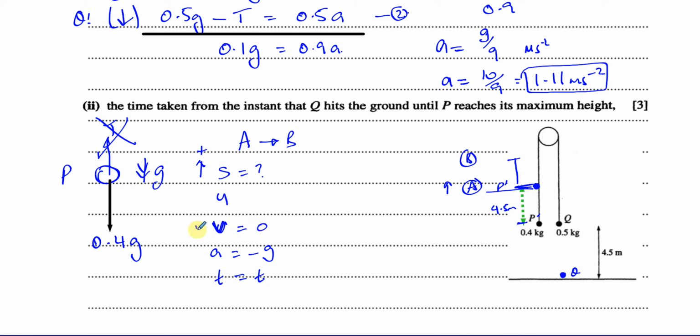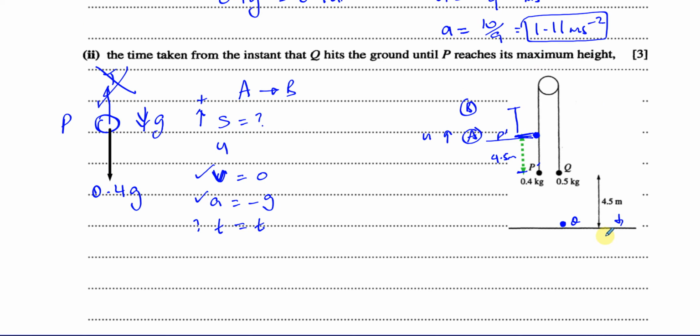So we have v, we have a. We need to find t, and which of these will help us? Well, if we can find u, which was its speed at the same time when q hit the ground, we can then solve this problem. So basically, the speed that p is going at as q hits the ground is going to be the same speed as q is going at when it hits the ground. At the point when q hits the ground, these two will be moving at the same speed, because they're connected by a light, inextensible string.